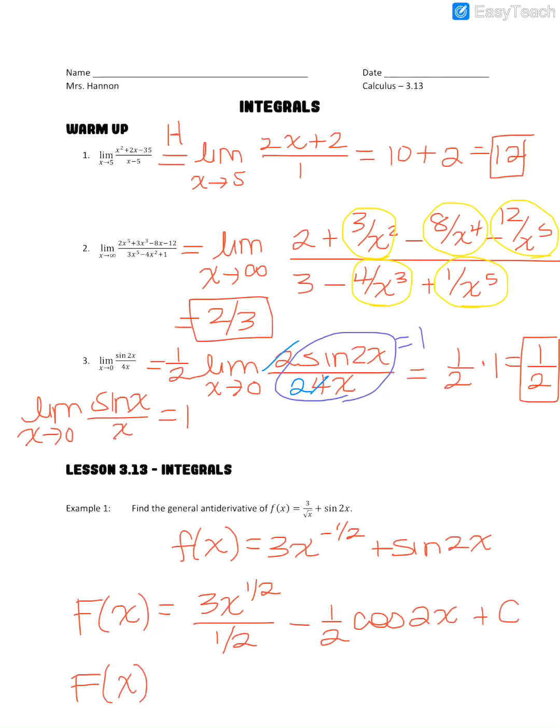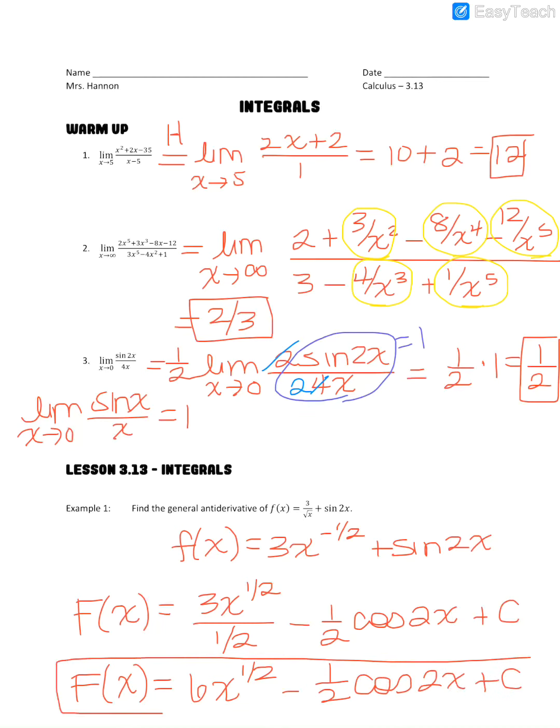Okay, I'm going to rewrite this one more time. And the reason why is that this first thing here, when I divide by a half, I'm really timesing by 2. So that's 6x to the 1/2 minus 1/2 cosine 2x plus c. And remember, the plus c is just to account for any constants that might have been erased when the derivative was taken.